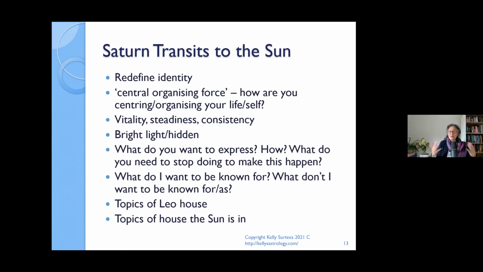Some of the questions to think about when you're having a Saturn transit to the sun are, what is it that you want to express? How would you like to go about that? And what is it that's stopping you doing that, if you like? What is it that is preventing you expressing or even leading? We know that the sun is one of the planets about leading and growing. So how is it that what you're becoming aware of in your Saturn transit is cluing you in to something that is blocking your light?